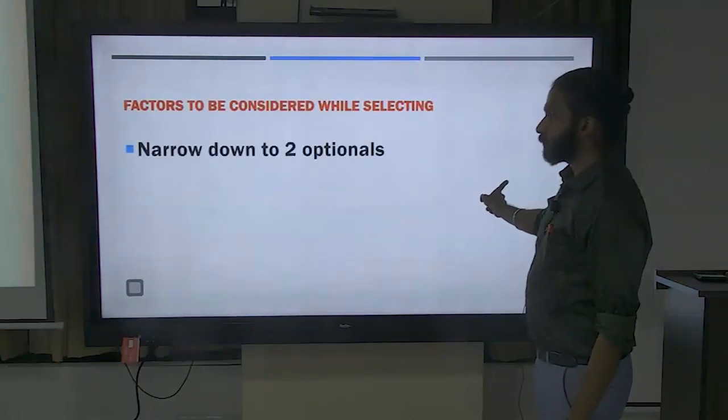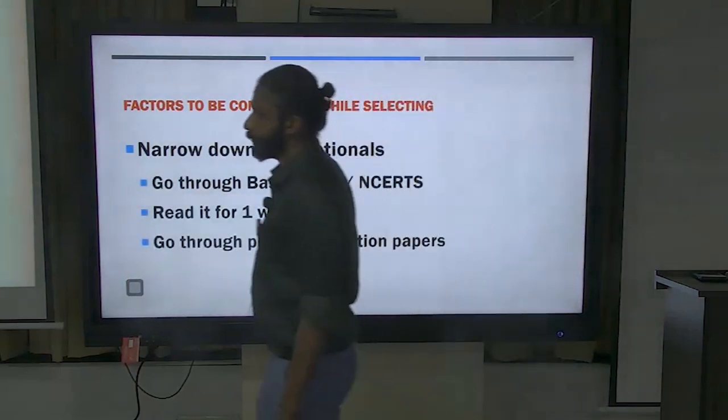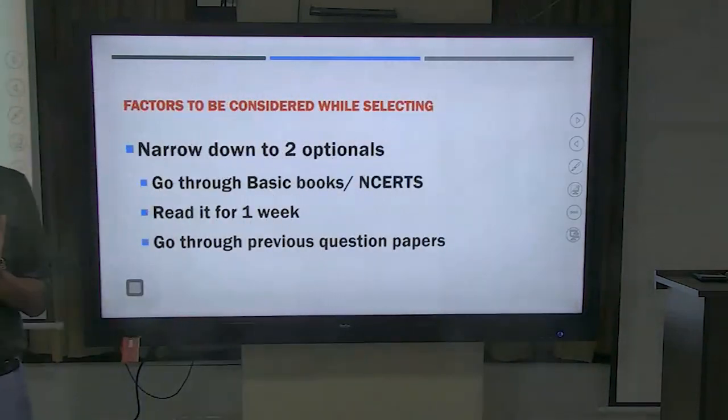Now, what you have to do, if at all you are still confused, is narrow down to two optionals. Among the 26 optionals we discussed, pick two optionals you like, and then read content about them. When you are reading content, don't take the driest book in the world. Very factual books, if you take and read, you will obviously feel bored. Take or watch some videos. For public administration, you can come and sit in the first one or two classes and see what we are discussing, whether you like it or not.